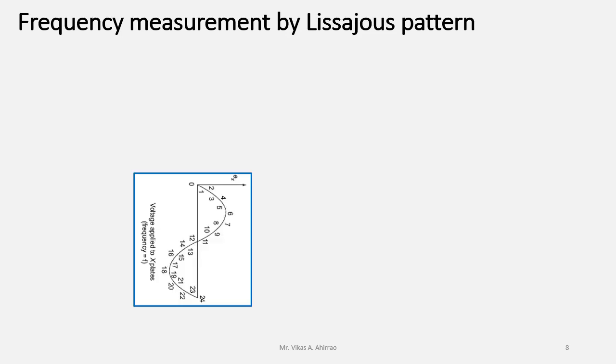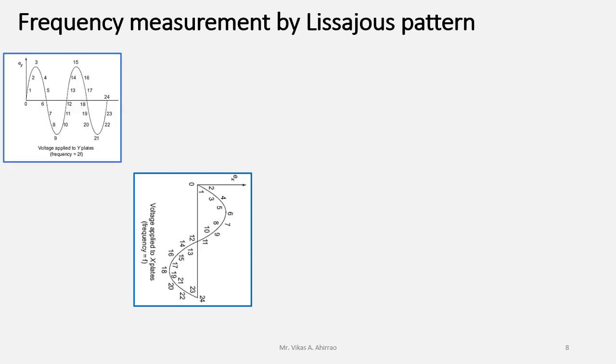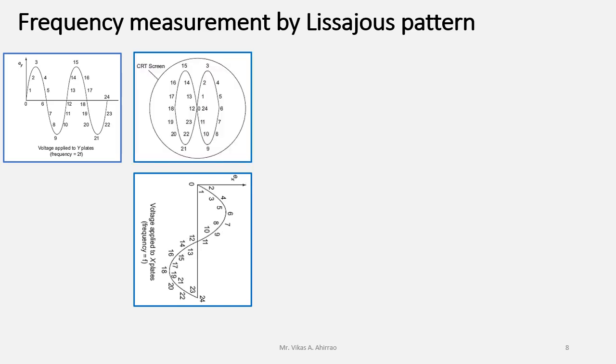For example, the figure shows a sine wave which is applied to the X plates through channel X, having a frequency say F. The sine wave which is applied to the Y plates through channel Y, assume it is having twice the frequency applied to channel X. If you apply these sine waves simultaneously to channel X and channel Y, and after switching the CRO to XY mode, a Lissajous pattern as shown in this figure will be observed.